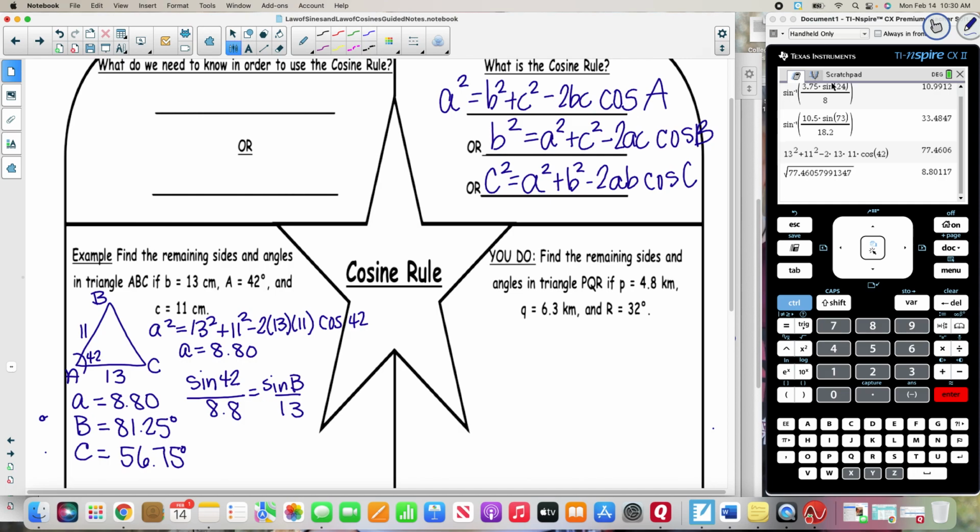You won't count off if you're like 100 off. I'm letting you round these, so I won't count off if you would put 181.30.